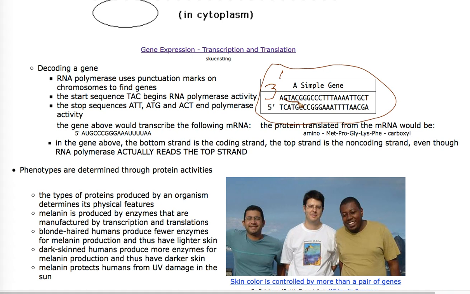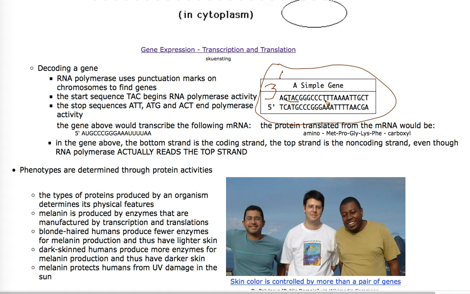There's TAC. It's a start codon. So the RNA polymerase would start with the TAC, and it would transcribe AUG, CCC, GGG. Notice it's making the other side. This is the coding side of the DNA. That's what it's actually building.